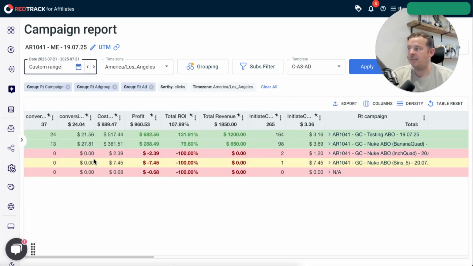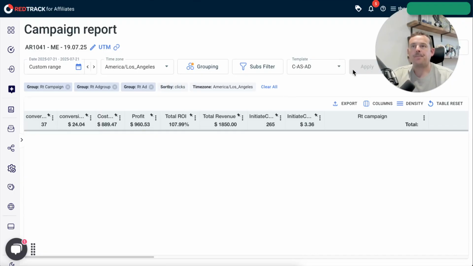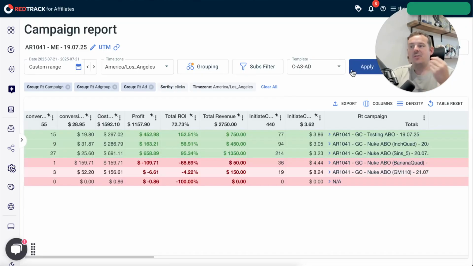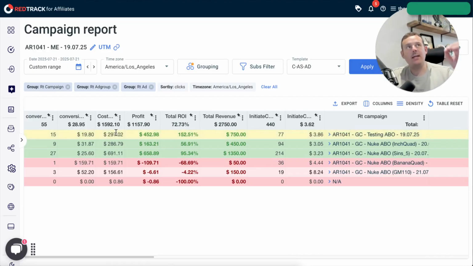So this is day 3, moving into Monday. So now our overall is we spent $1,592. So we spent just short of 900 day 2. Now we've added another $600 of spend. Our testing ABO continues to crush, right? In this one, we pull back a little bit on spend.